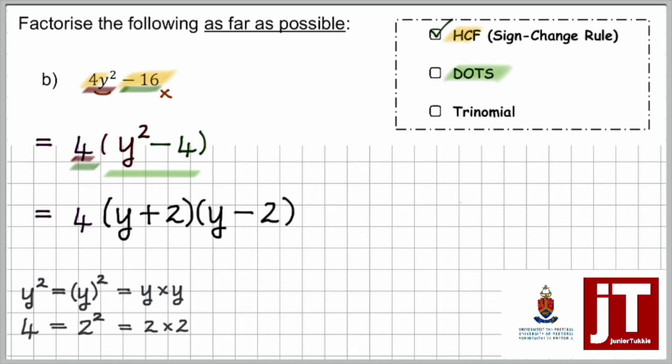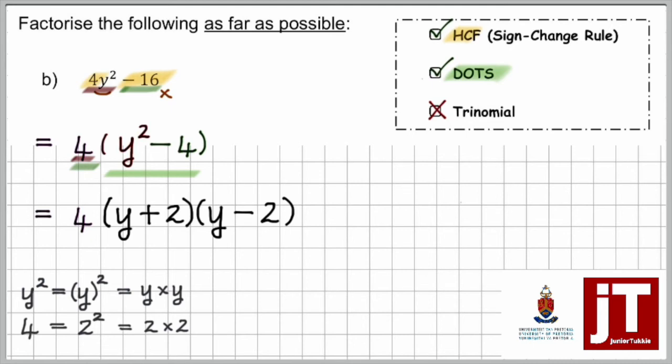At this point, we have factorized the difference of two squares, and the question is, do we have a trinomial? Of course, the answer is no. We go through that list again, starting off with the highest common factor, because we need to factorize as far as possible.